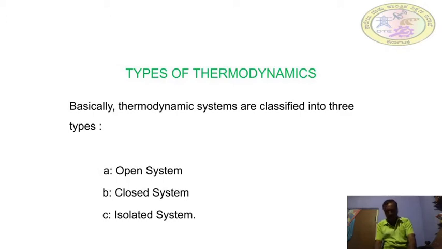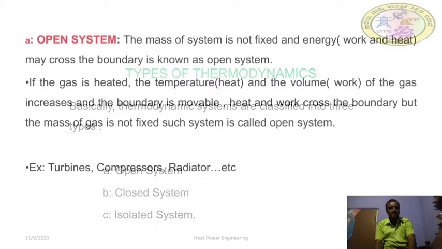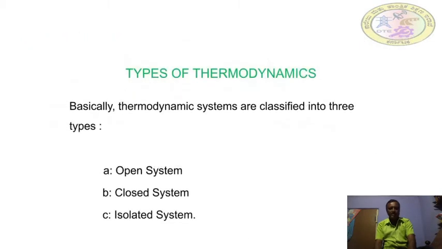Next we shall go to the types of thermodynamic systems. Basically, thermodynamic systems are classified into three types. Number one, open system. Example, turbines, compressor. B, closed system. Example, hot water bag, hot plates. C, isolated system. Example, thermos flask.